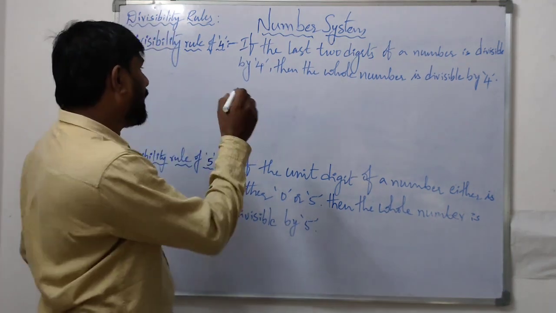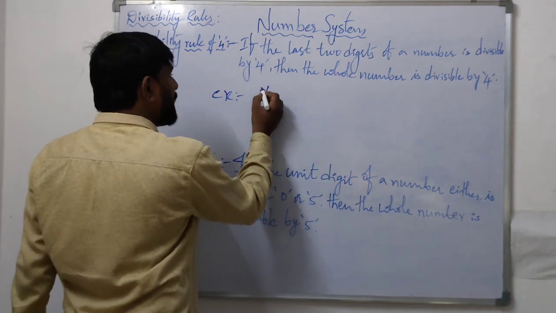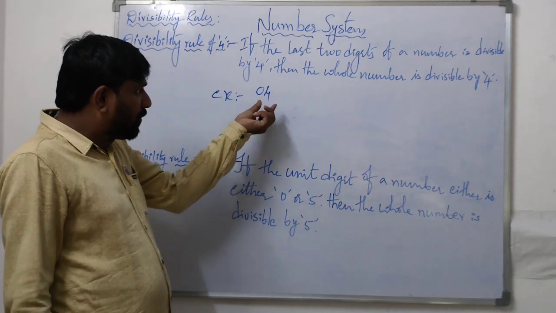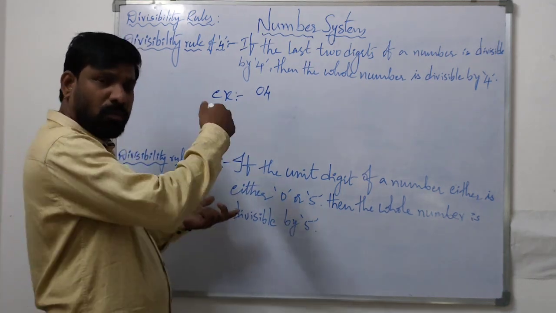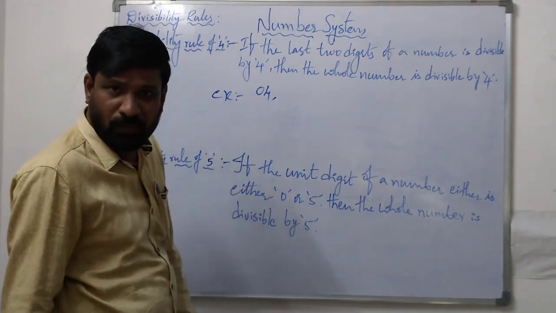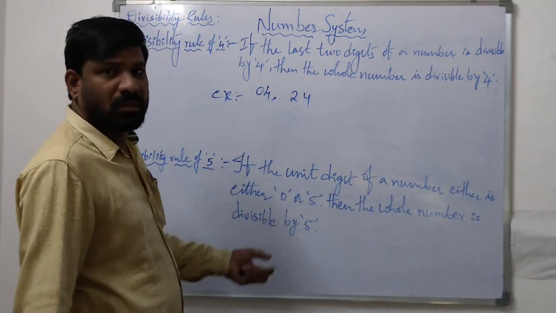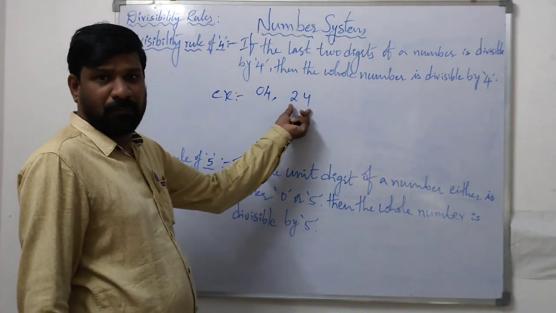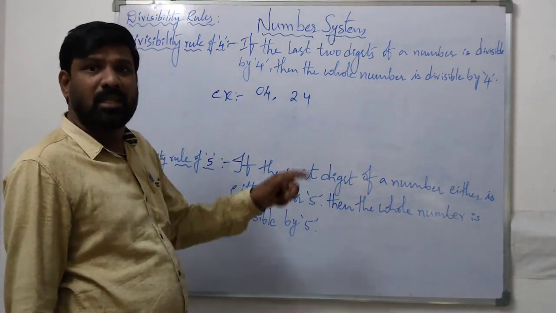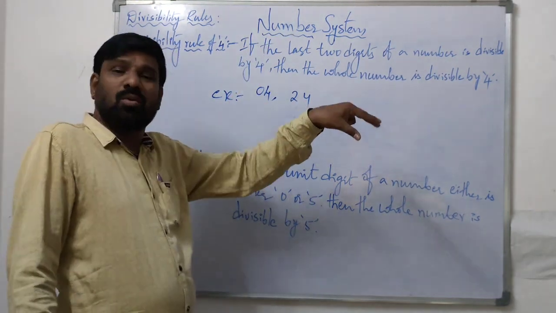by 4. You can take an example: suppose you take a single digit, it can be written as 04 also. So the last 2 digits are 0 and 4. Will it be divisible by 4? Obviously, 04 by 4 means you will get 1. Clear? So this whole number is divisible by 4. Suppose I am taking 24. The last 2 digits of this number are 24 only. So will 24 be divisible by 4 or not? Yes, divisible by 4. So the whole number will be divisible by 4. The whole number is nothing but 24 only. The last 2 digits are also 24.